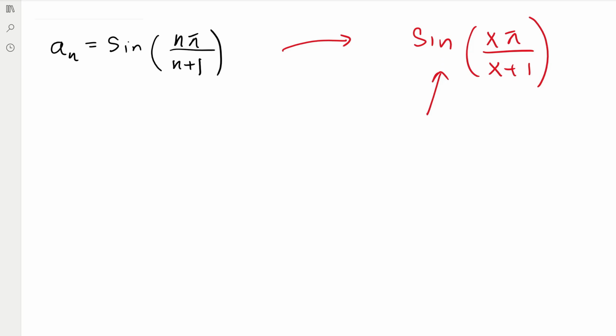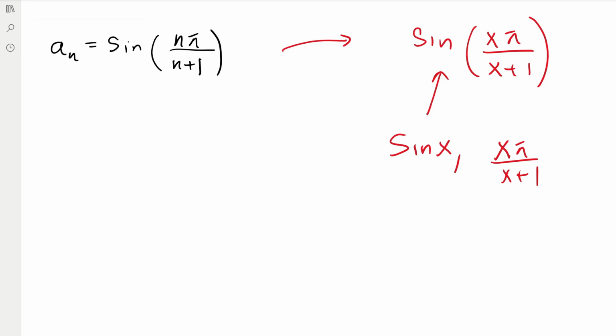Okay. Now this is a composite function. What do I mean? Well, you can think of this as a function inside another function, or a combination of two functions, right? I mean, think about this. This is a combination of both sine x and x pi over x plus 1. Inside the sine function, you have x pi over x plus 1.